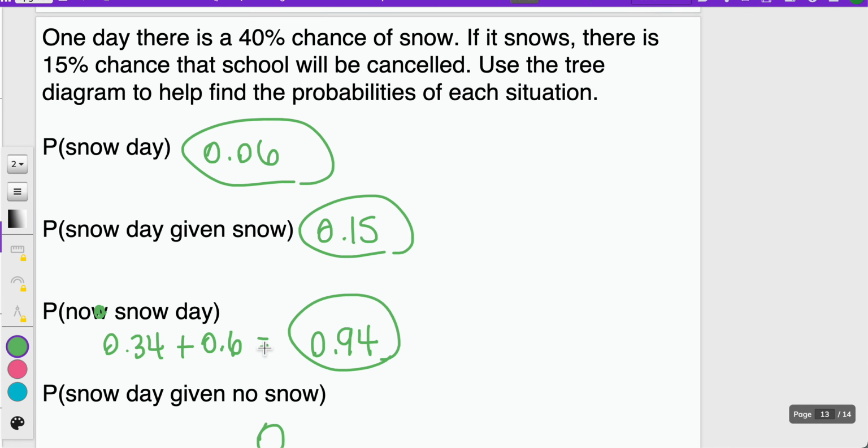So the tricky thing is just setting up your tree diagram, but once you set it up, you should be able to calculate some probabilities a little bit easier than that.